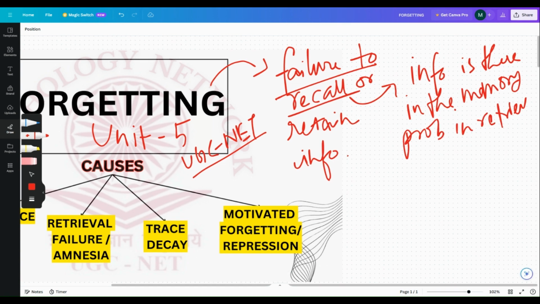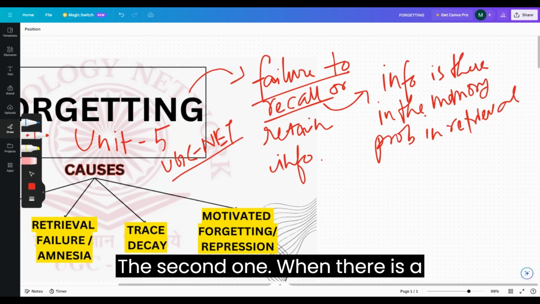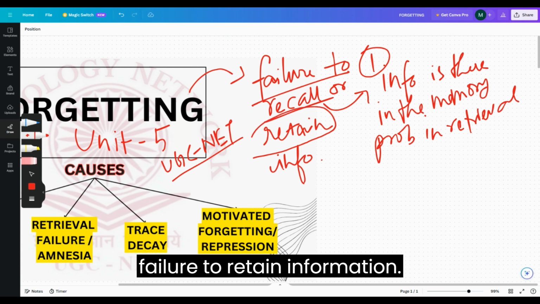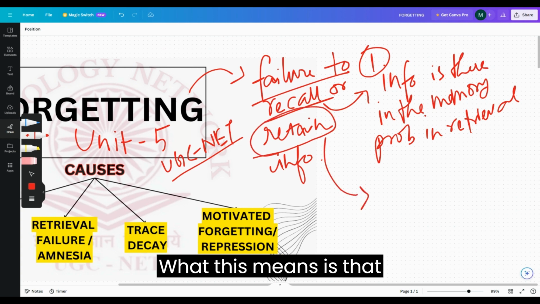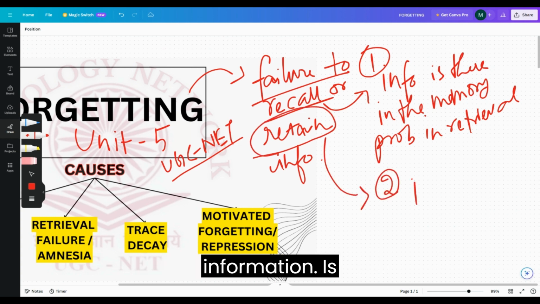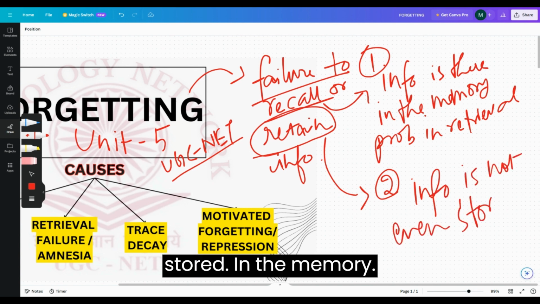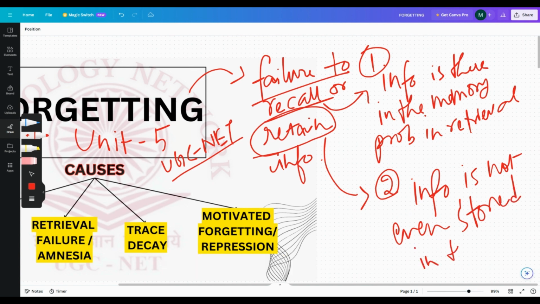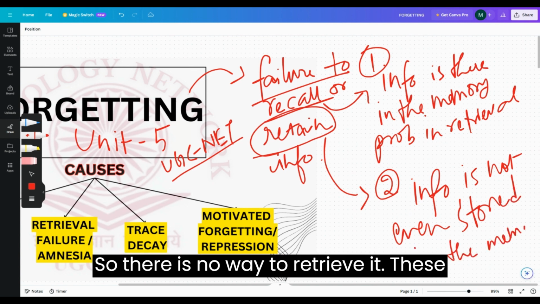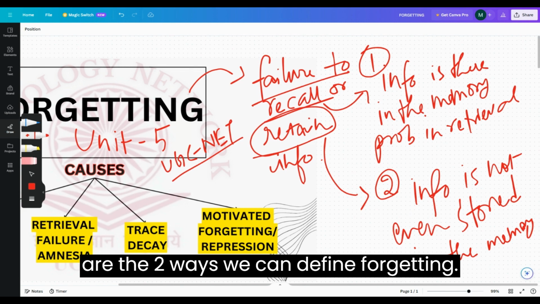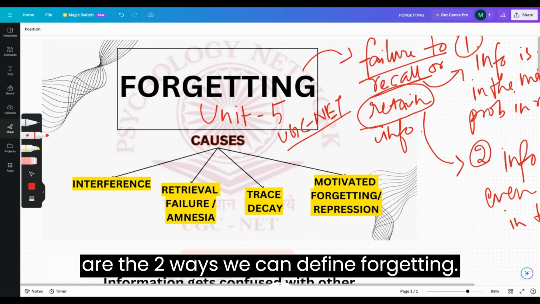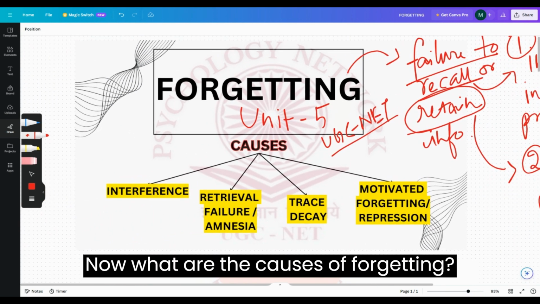But the second one, when there is a failure to retain information, what this means is that information is not even stored in the memory. So there is no way to retrieve it. These are the two ways we can define forgetting. Now, what are the causes of forgetting?